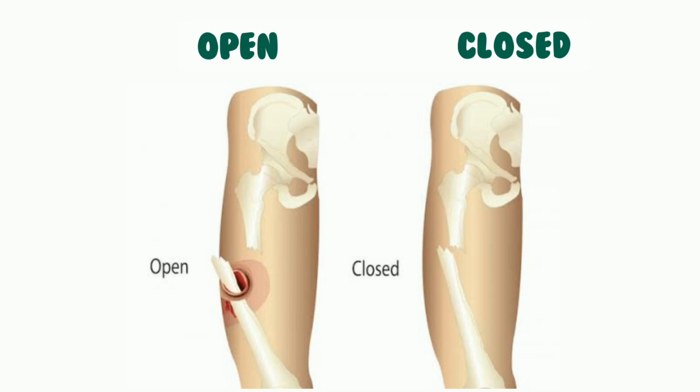Relationship with the external environment. It can be classified as closed or open. Closed fracture is not communicating with the external environment. The underlying skin and the soft tissues are intact. In the open fractures, there is a break in the overlying skin and the soft tissues, and it's communicating with the external environment.